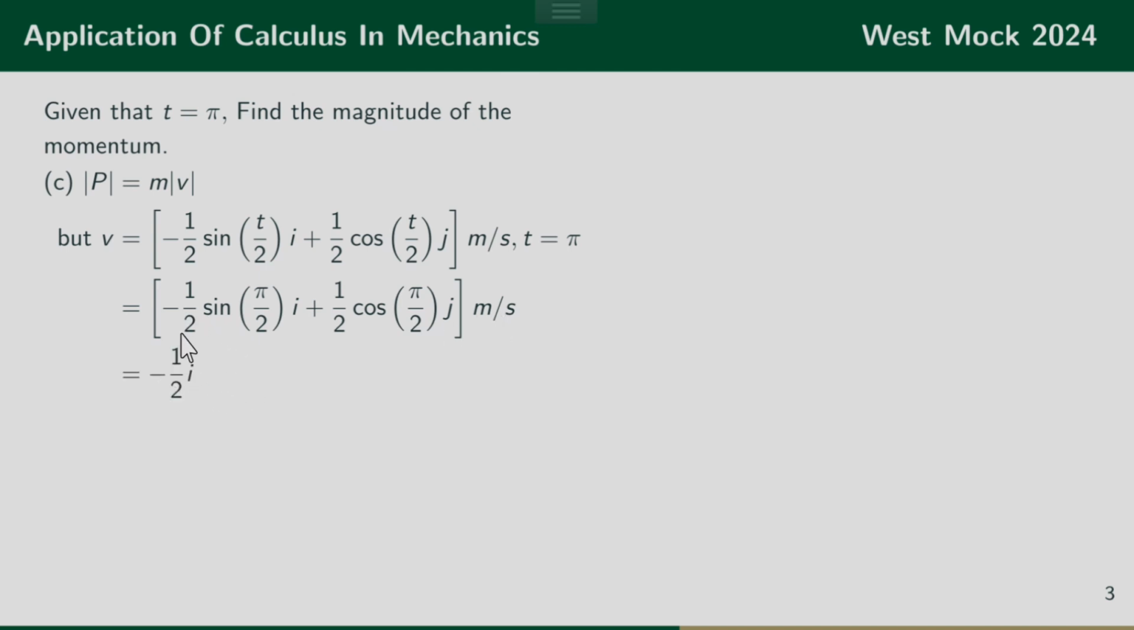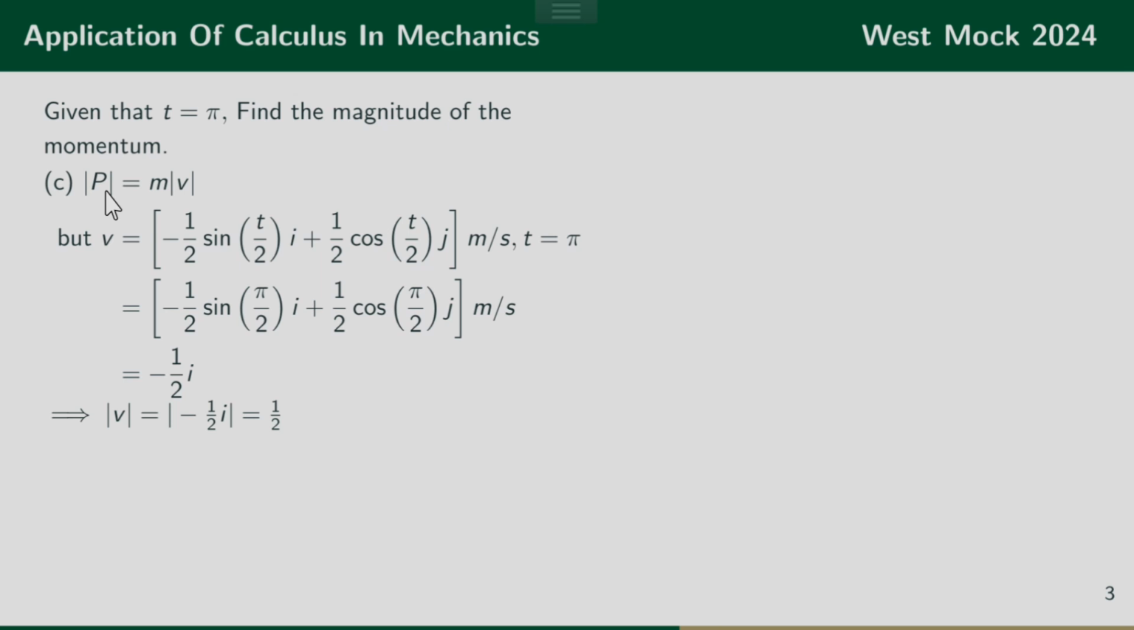And of course, when I evaluate all of this, pi is 180, divided by 2 is 90, and sine 90 gives me 1. And 1 times negative half, of course, is negative half i. Cos 90 is 0, so this term vanishes. And the velocity when t is equal to pi is negative half i. But let's find the magnitude of that velocity. So I just do away with the sign, and I do away with the unit vector, and it gives me half. Or better still, you can take negative half, square it, and find the square root, which of course will still give you half. So anyway, you are going to have the answer half.